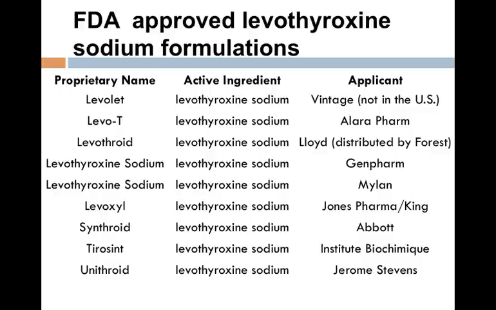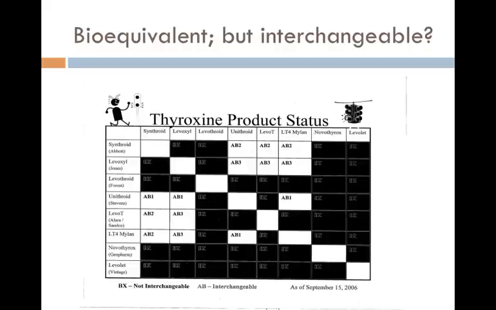So you probably are familiar with many of these, but they're not necessarily considered to be able to be interchanged between them. This is a table that tells how we actually can tell if something is interchangeable or not. If it's got an AB rating, then it is interchangeable. In other words, Synthroid can be interchanged with Unithroid. Synthroid can also be interchanged with Levo-T or LT4-myelin, but cannot be interchanged for Levoxyl, Levothyroid, Novothyrox, or Levolet.